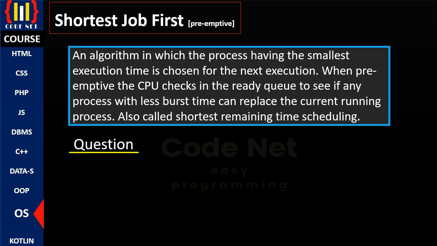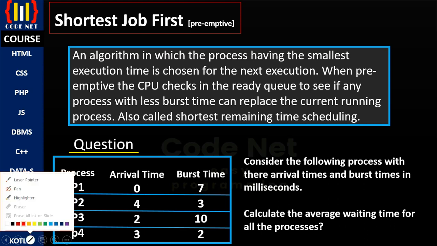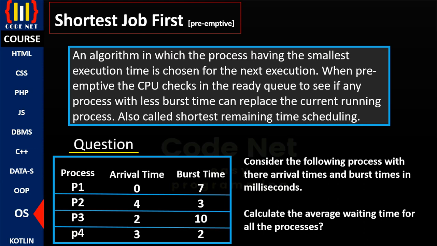So here is a question. Let's see how this question can be handled and how we can answer it. We have a number of processes given to us with their respective arrival times. We have process 1, which is one of the processes. The arrival time is 0 milliseconds.